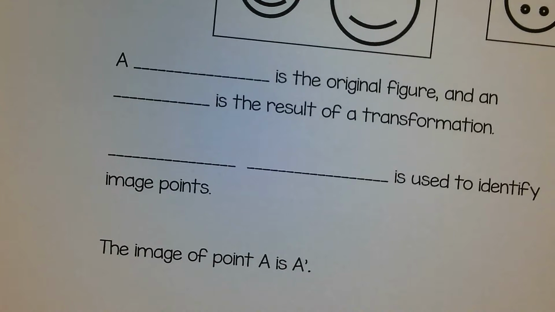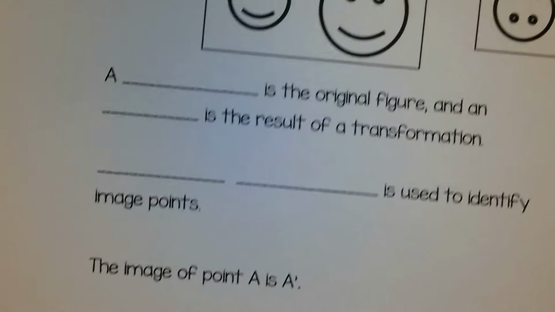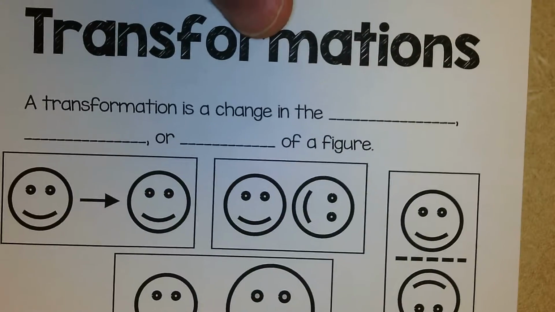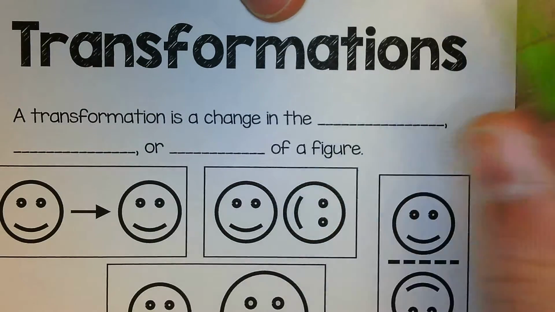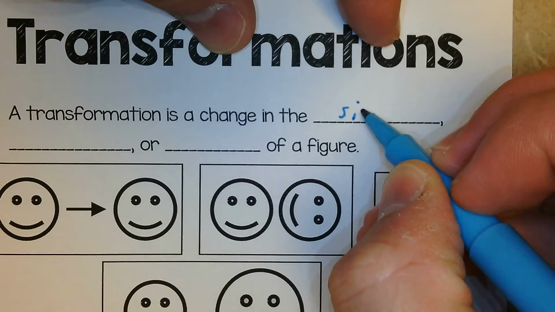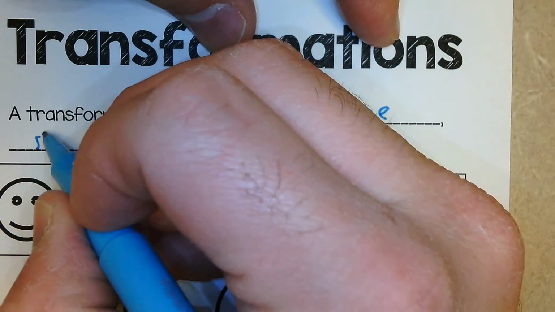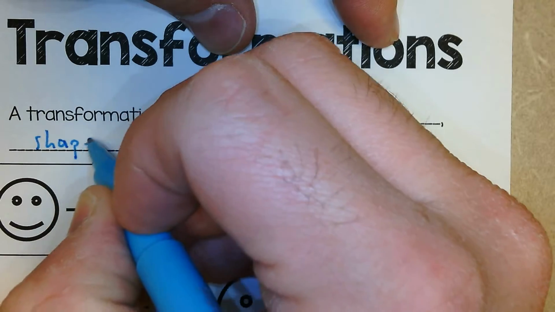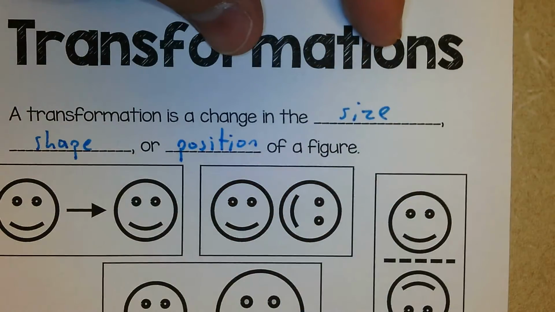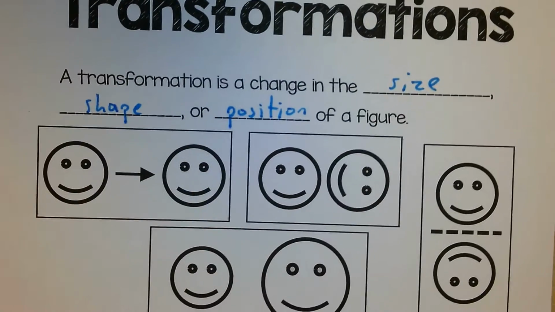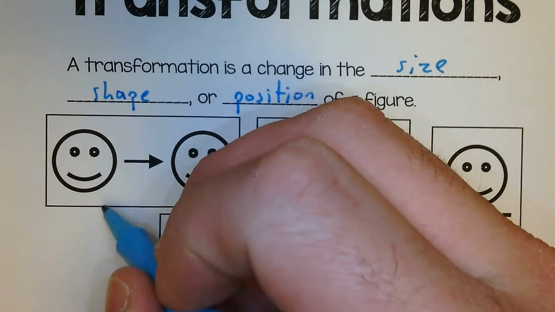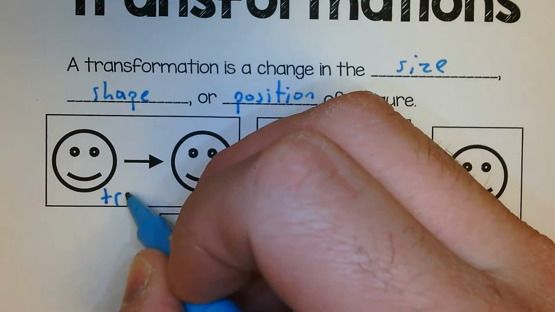Alright, so today we're going to be working on the different transformations that we have. Okay, so a transformation is a change in the size, shape, or position of a figure. So if you notice from here, we have the smiley face and it slides over. Okay, well that's going to be a translation.